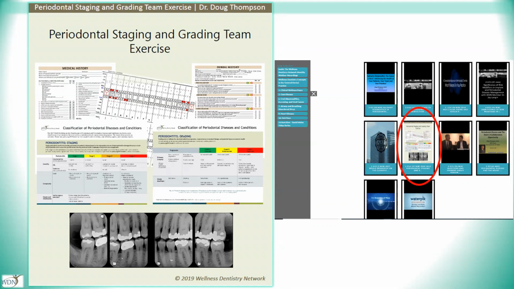You can find it related to the staging and grading reference charts and the team exercise, and you can find it in the video library. There's also a 5-minute video about the joint workshop between the American Academy of Periodontology and the European Federation, just a small little clip in the video section. You'd go to the dashboard, then videos and recorded webinars, and under the videos drop-down menu you'd go to gum disease, and that's where this video is housed.